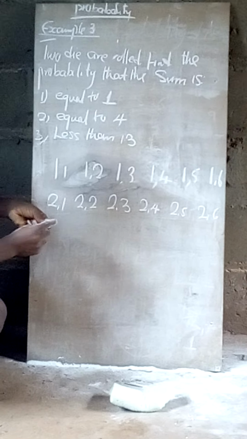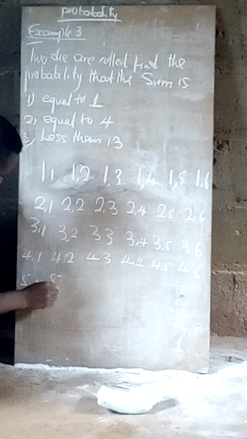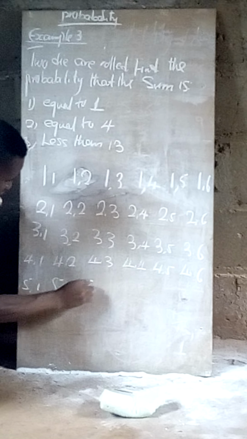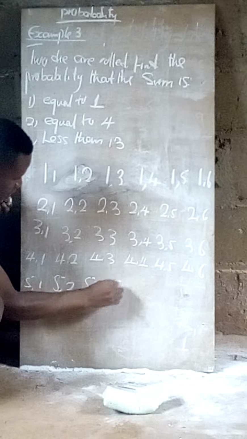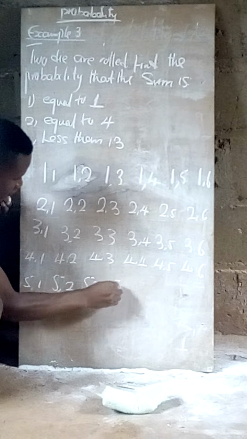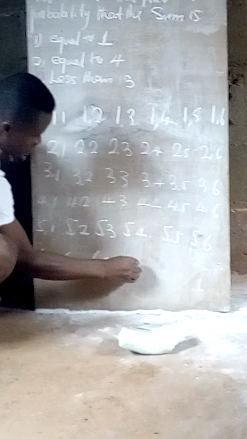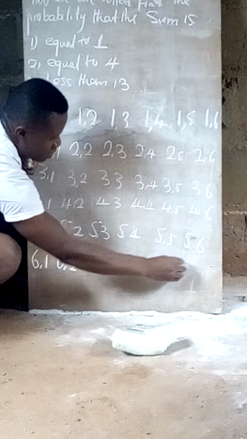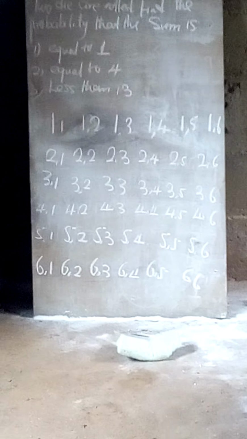5. 5,1. 5,2. 5,3. 5,4. 5,5. And what? 5, what? 6, right? Last but not least, move to what, 6. 6,1. 6,2. 6,3. 6,4. 6,5. And what? 6, what? 6. I put it now.